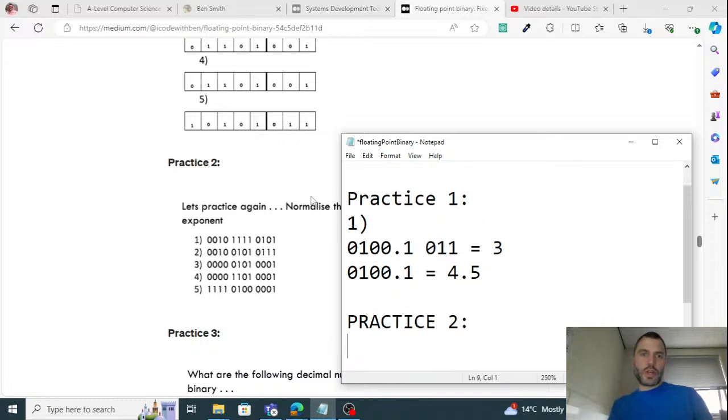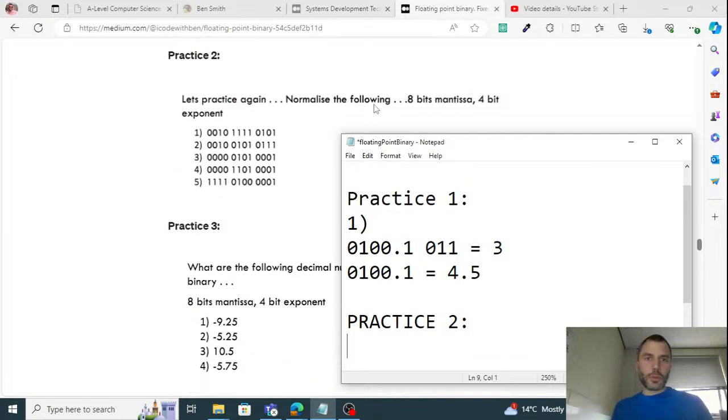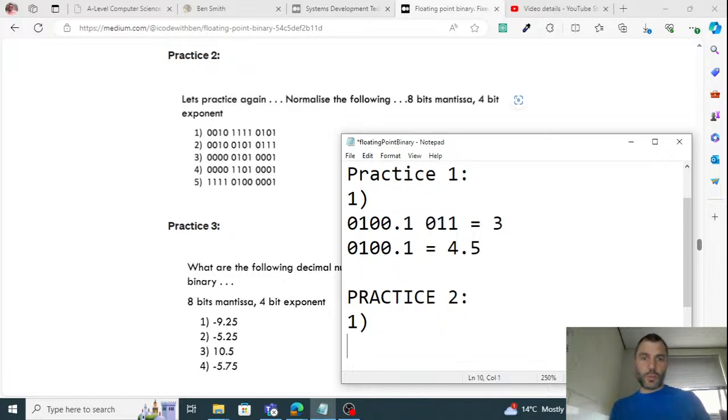What have we got to do here? We need to normalize the following numbers. So these are not normalized because they've got 2 zeros at the front or 2 ones, as in here. There are 8 bits for the mantissa, 4 bits for the exponent. So let's look at question 1. 8 bits for the mantissa, that's the mantissa, and 4 bits for the exponent.